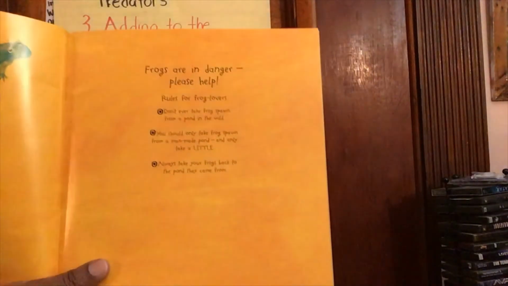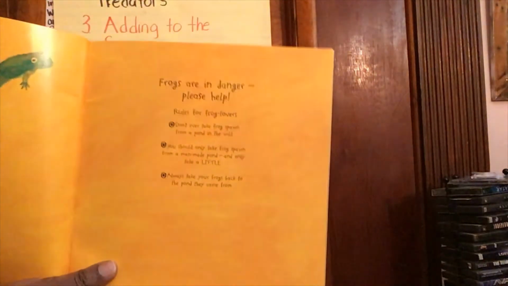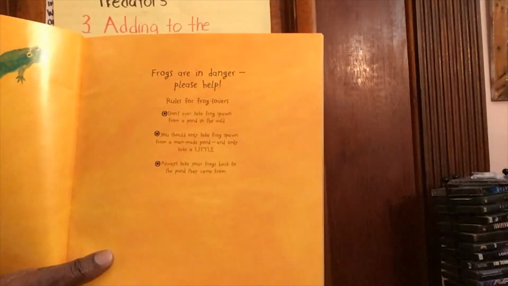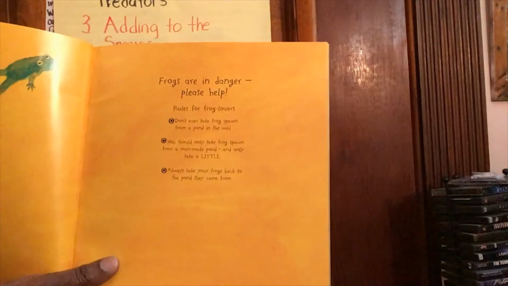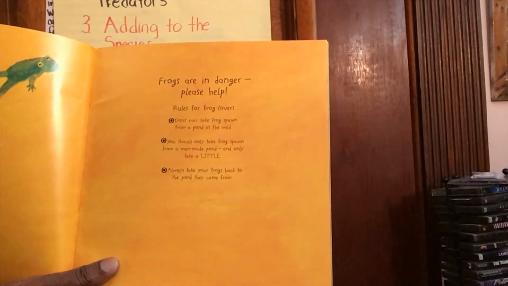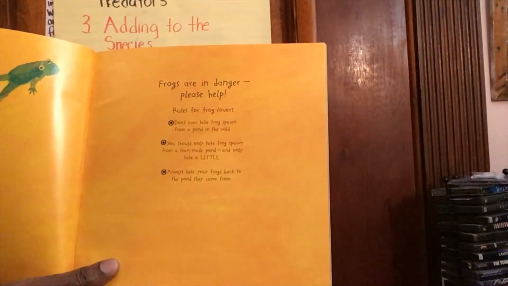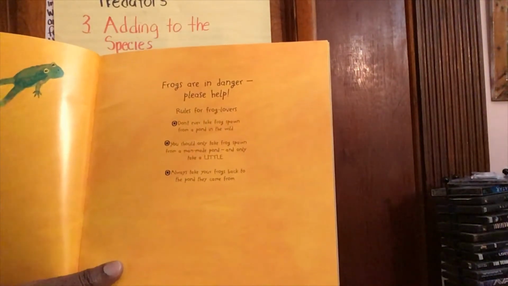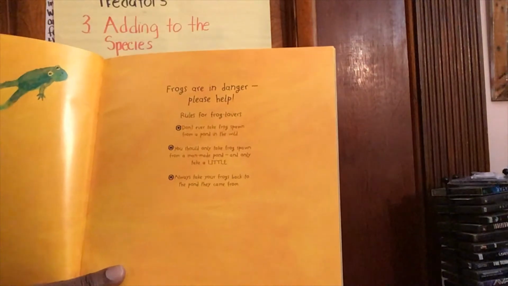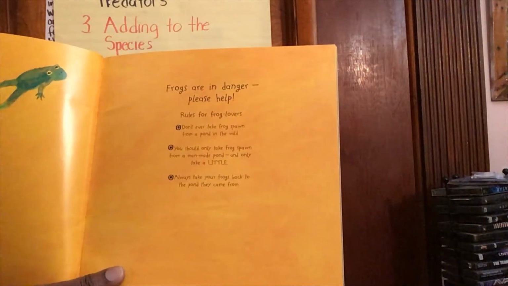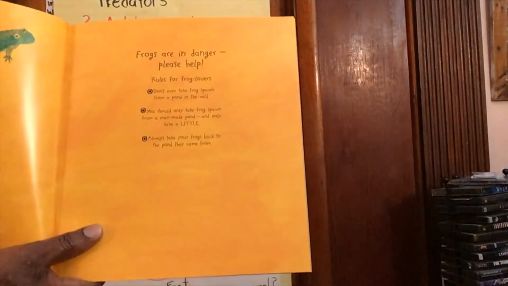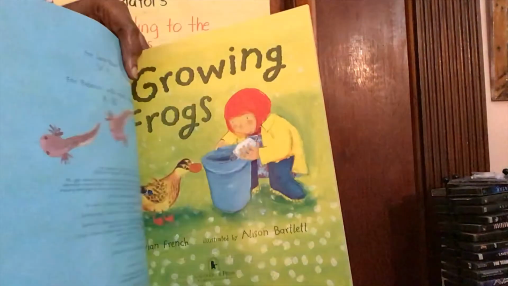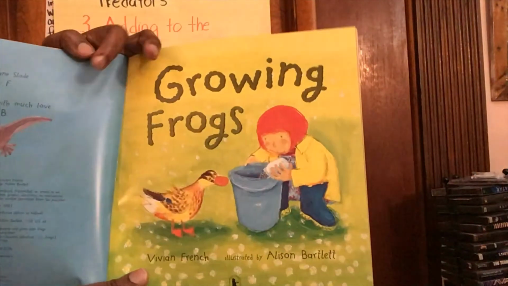Okay, she doesn't have a title page. She has some frog information. It says, frogs are endangered. Please help. Rules for frog lovers. Don't ever take frog spawn from a pond in the wild. You should only take frog spawn from a man-made pond. Always take your frog back to the pond and let them go. So I guess this is a book if you want to raise frogs. Not this girl. There's the title page.